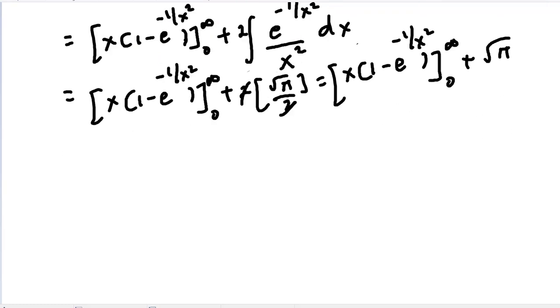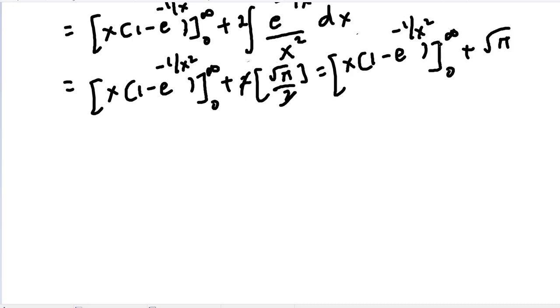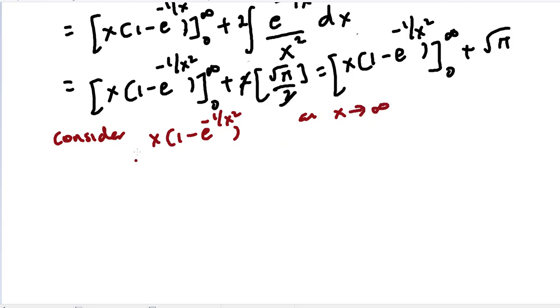Now the main thing is we need to evaluate this. So I substitute the upper limit. Let me consider x times 1 minus e raised to the power of negative 1 over x squared, and I need to consider the upper limit and the lower limit. As x is heading towards infinity, I need to get the value for this. So I would write it like this: 1 minus e raised to the power of negative 1 over x squared, divided by 1 over x. Now you will understand why I'm doing this.